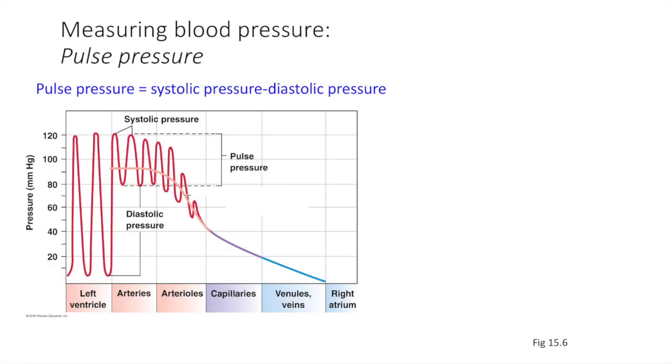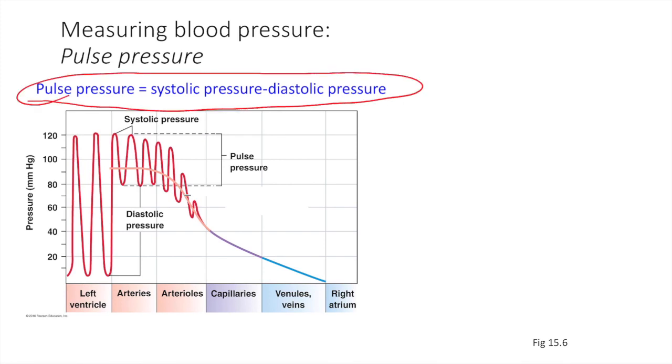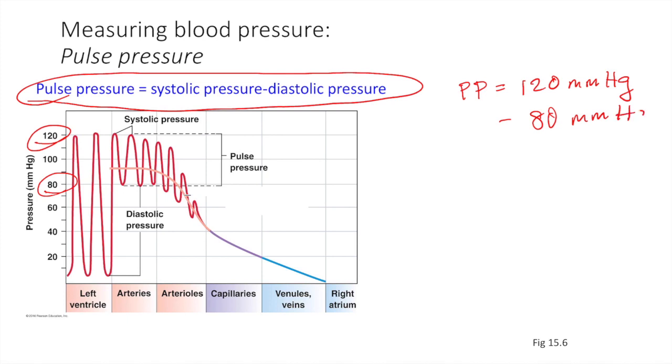Let's measure pulse pressure here. Remember that pulse pressure is systolic pressure minus diastolic pressure. Our systolic pressure is 120 millimeters of mercury. Our diastolic pressure is 80 millimeters of mercury. So our pulse pressure is going to be 120 millimeters of mercury minus 80 millimeters of mercury, which is 40 millimeters of mercury.